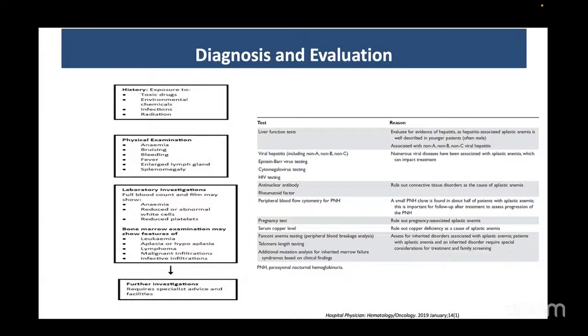PNH, it is an absolutely essential test to do at baseline and then to do it at successive monitoring if the baseline PNH clone is detected. So a small PNH clone is found in about half of the patients with aplastic anemia, and this is important to assess the progression of PNH. Pregnancy test, any young female patient, we must do a pregnancy test before we do any kind of immunosuppressive treatment. Serum copper levels, Fanconi anemia testing, telomere length testing, and additional mutation analysis.